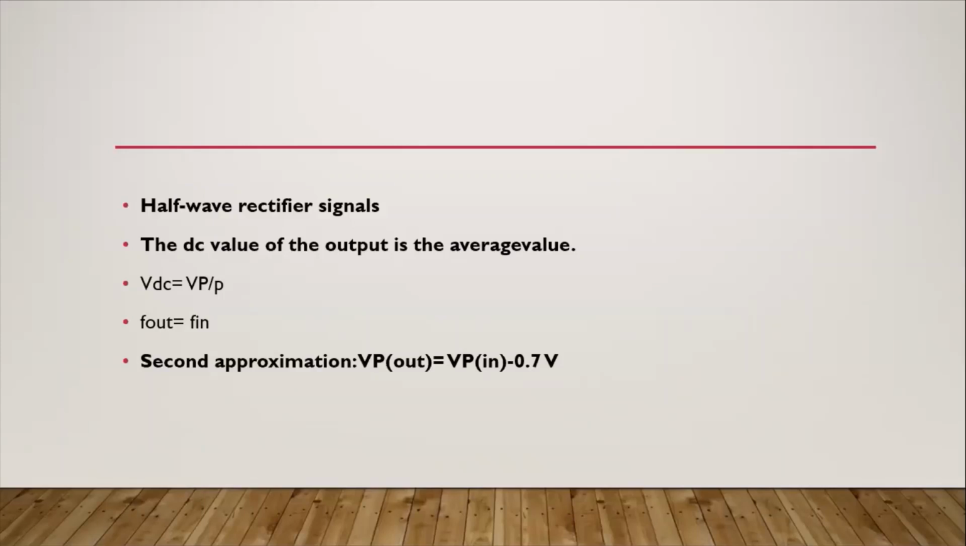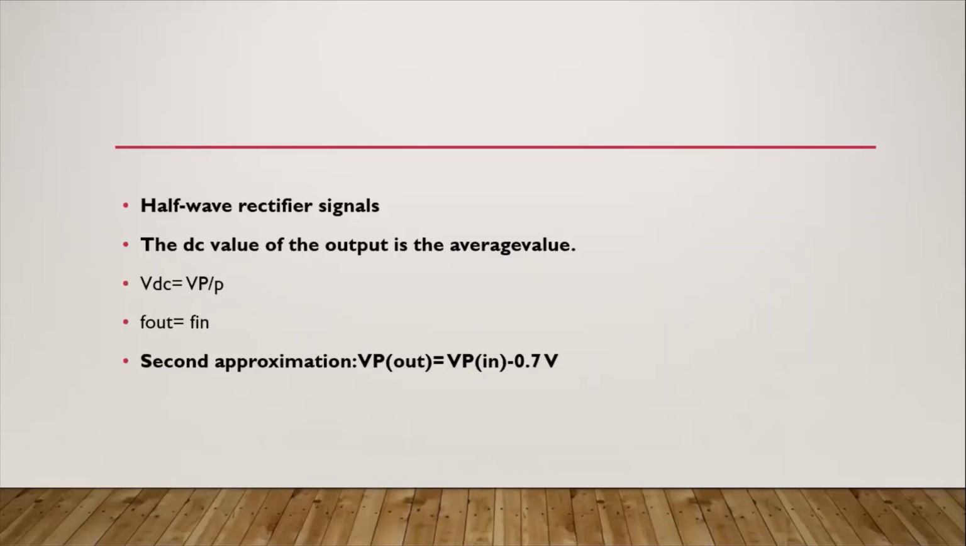Okay, let's continue with the half-wave rectifier. For a half-wave rectifier signal, the DC value of the output is the average value. Ang formula natin sa half-wave rectifier signal is DC or direct current voltage equivalent to Vp, or peak voltage, over pi. Okay? Then the frequency output, or F out, is equivalent to F in, wherein the output frequency is also equal to the input frequency.